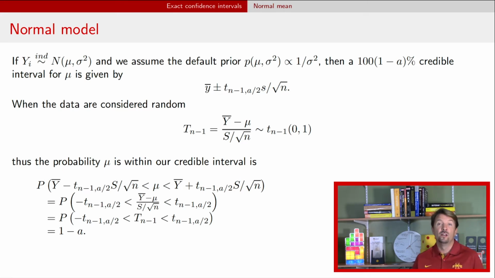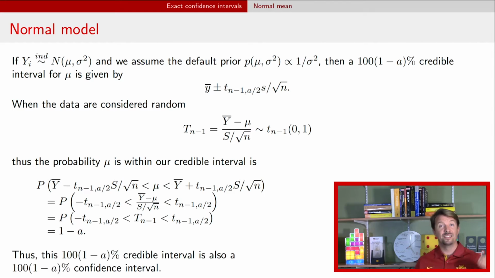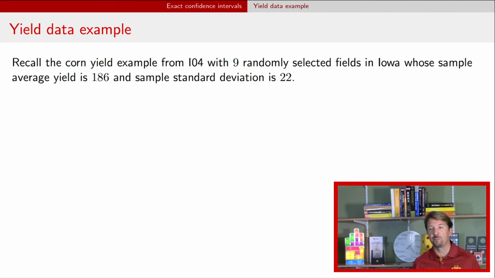Right, so what does this tell us? This tells us that our Bayesian credible interval here is also a confidence interval. That is, the procedure that we are using has the appropriate coverage. So when we say it's a 95% confidence interval, that means that 95% of our intervals using this procedure will cover the true value.